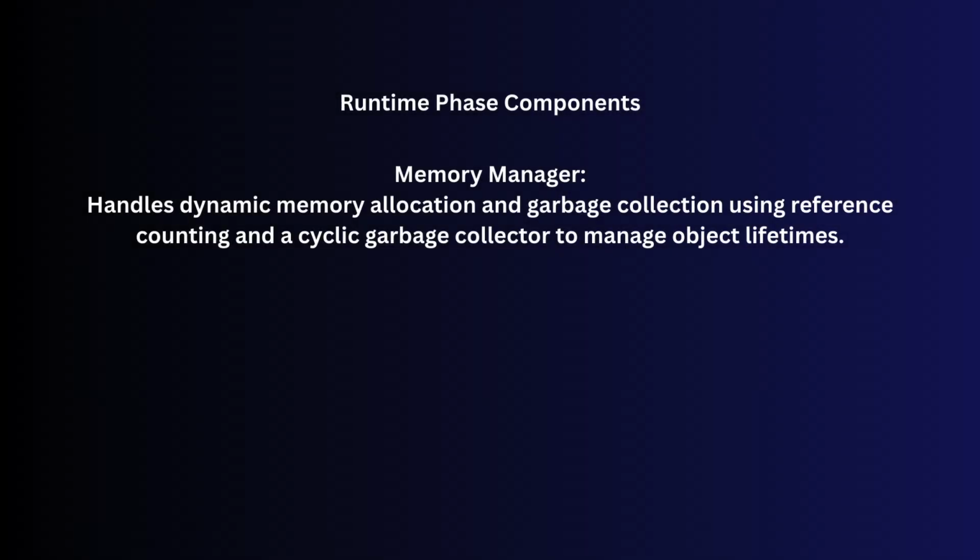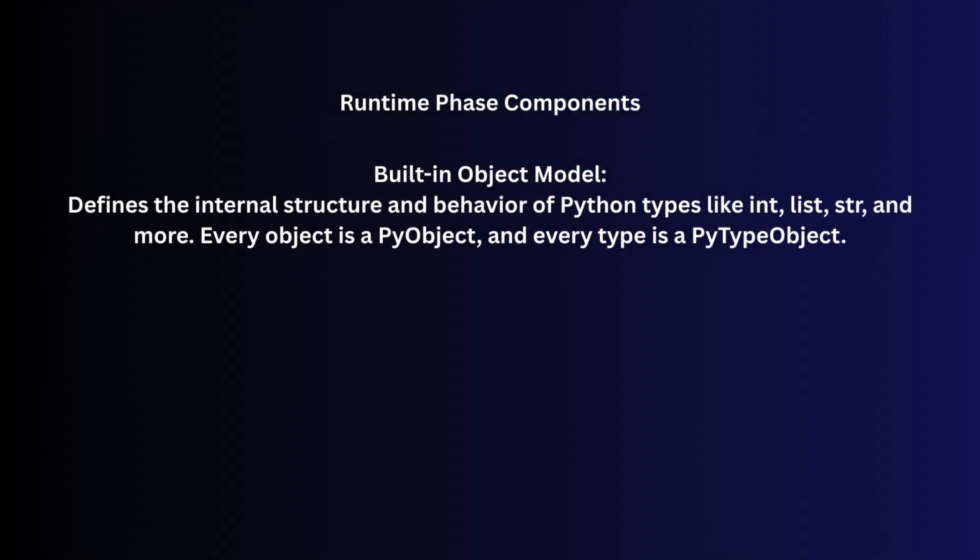The memory manager handles dynamic memory allocation and garbage collection using reference counting and a cyclic garbage collector to manage object lifetimes. The built-in object model defines the internal structure and behavior of Python types like int, list, string, and more. Every object is a PyObject, and every type is a PyType object.